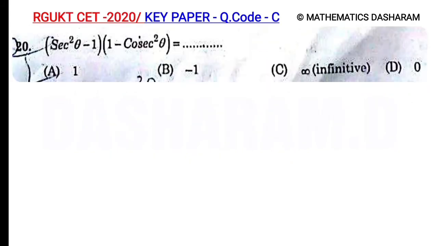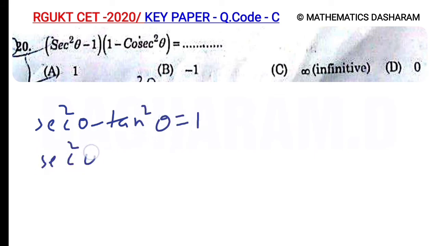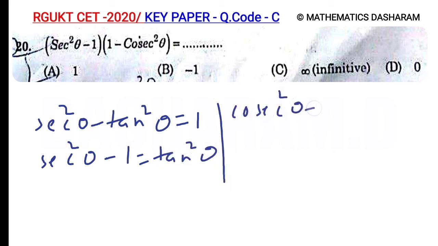Question number 20. Secant square theta minus 1 into 1 minus cosec square theta equals dash. We have one identity, secant square theta minus tan square theta equals 1. So from this, secant square theta minus 1 equals tan square theta. Next, one more identity, cosec square theta minus cot square theta equals 1.